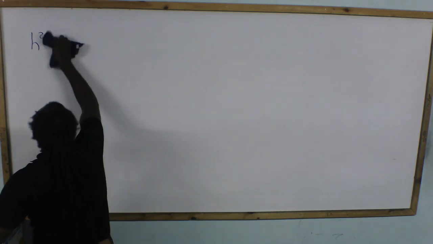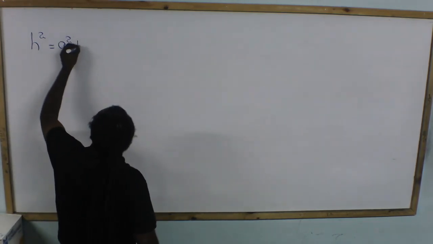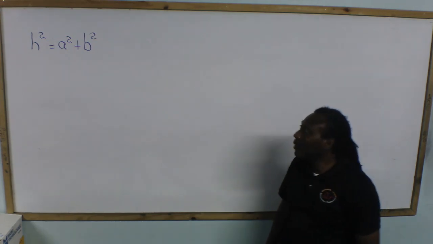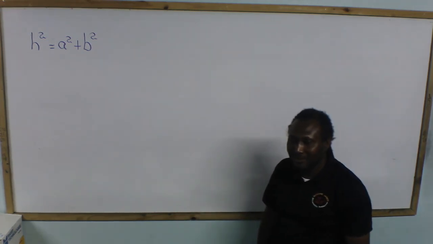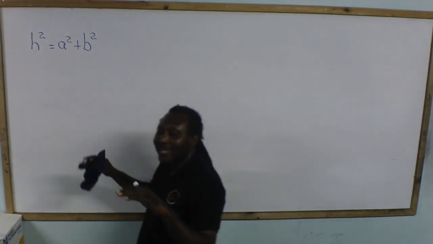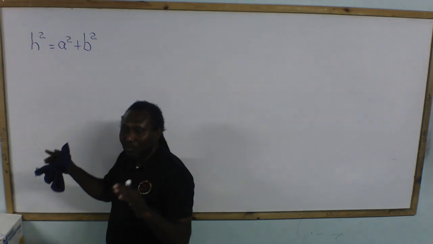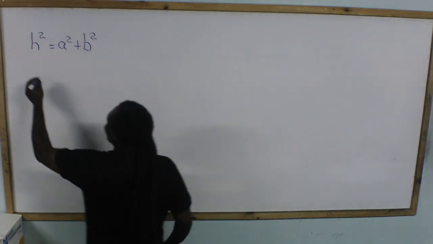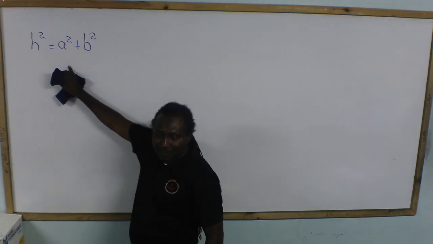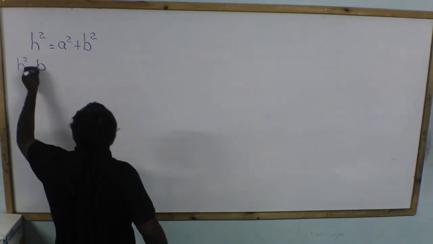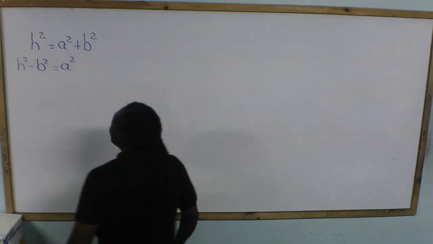Some of the students cannot see, so I'm going to write it so everyone can see. If we want to find a, what do we eliminate first? If we want to find a, we are attempting to make a the subject of the formula. Eliminate b squared, right? So we are going to eliminate b squared by what? Subtraction. By so doing, we will have what? h squared minus b squared is equal to a squared.